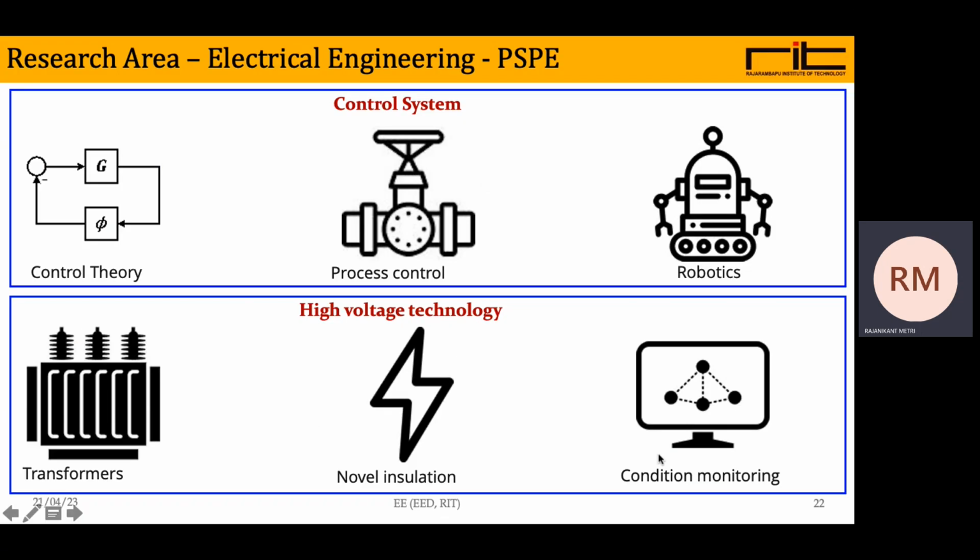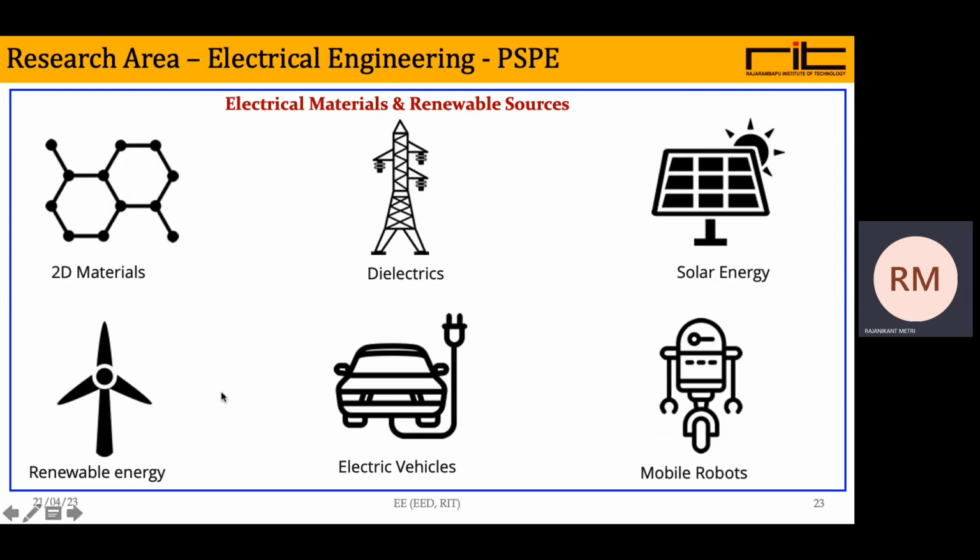So these are some of the areas of research. Then in electrical materials and renewable sources, 2D materials are being taken as research problems. Then dielectric materials, how we can improve transmission and distribution. Then solar energy and wind energy as a part of renewable energy. Again, in the subfield of solar energy, as I previously talked, there are materials for solar panels or preparing solar panels. So there is scope for research in solar materials or even in battery materials.